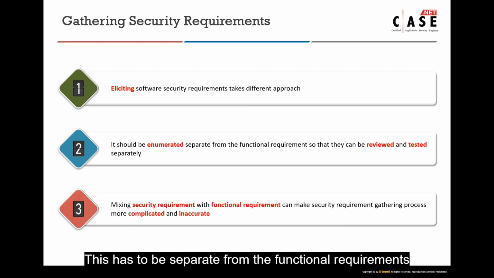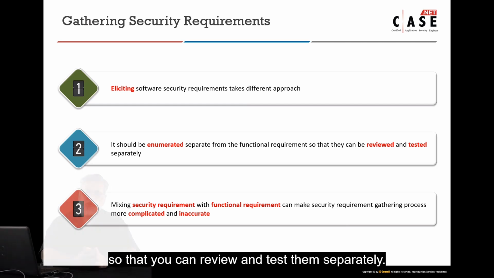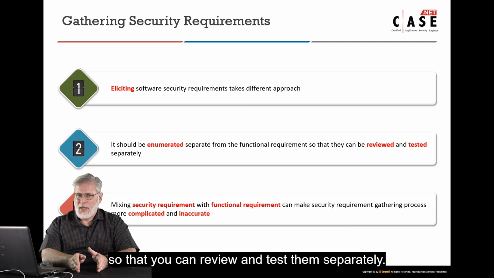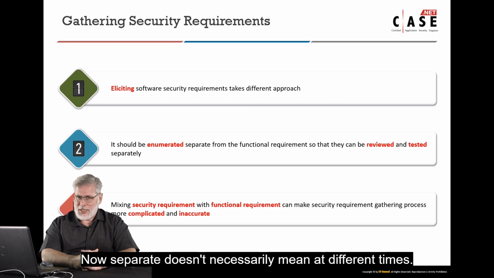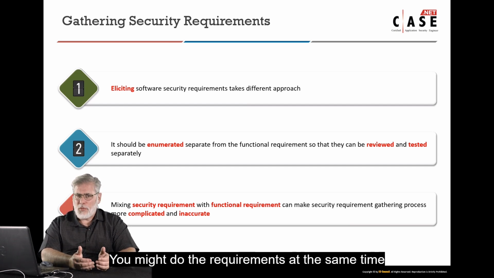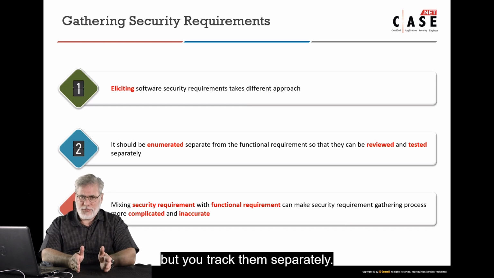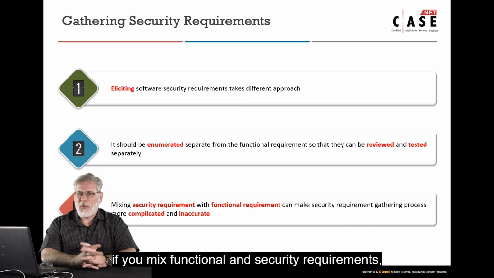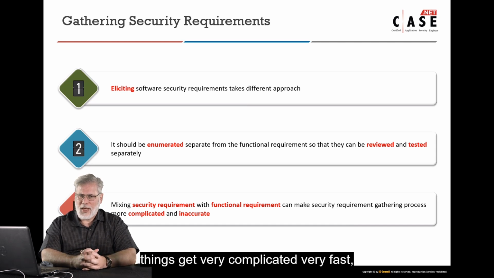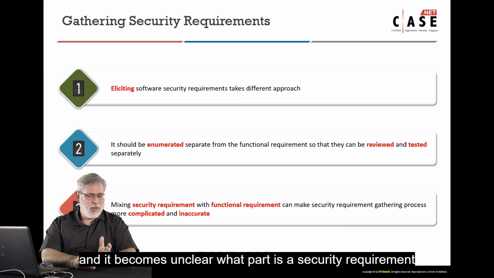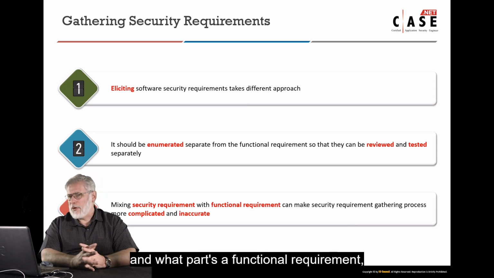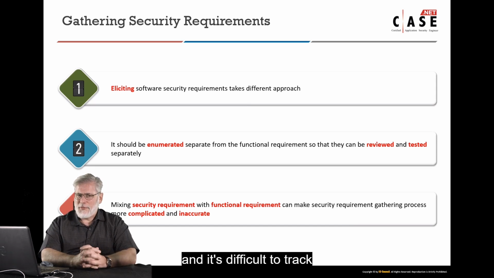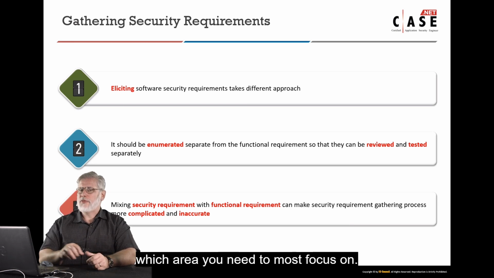This has to be separate from the functional requirements so that you can review and test them separately. Now, separate doesn't necessarily mean at different times. You might do the requirements at the same time, but you track them separately. You might test them at the same time, but the test results are evaluated separately. If you don't do that, if you mix functional and security requirements, things get very complicated very fast. And it becomes unclear what part is a security requirement and what part's a functional requirement. And it's difficult to track which area you need the most focus on.